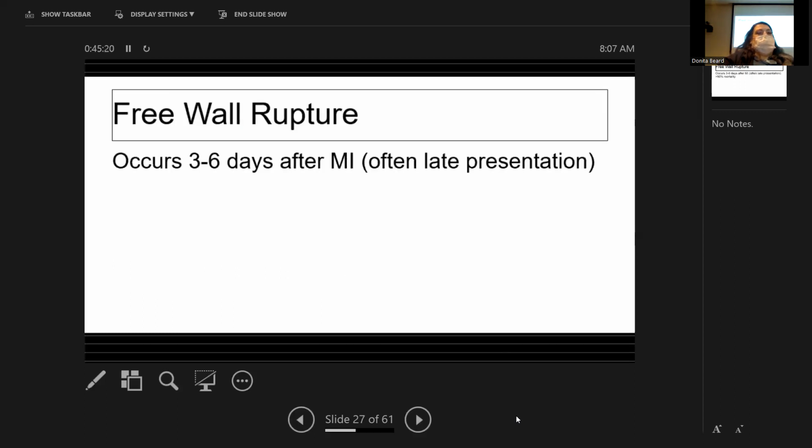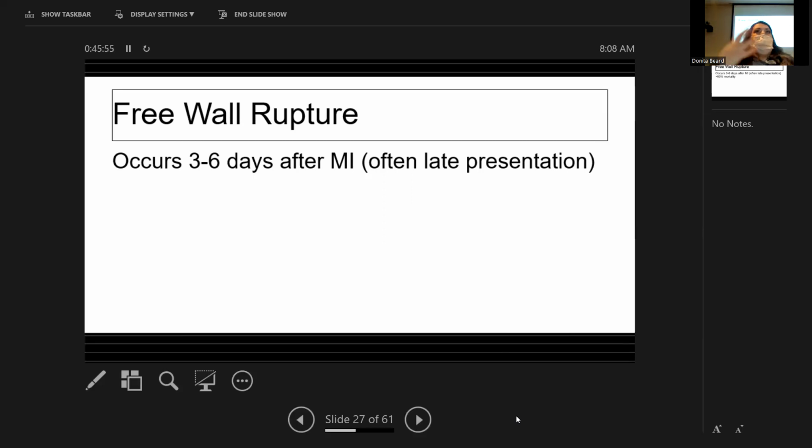Free wall rupture is a disastrous complication. So this is what you call a late complication of MI. It occurs about 3 to 6 days after MI, and you'll have a patient that's kind of doing okay, and then boom, they just code. And it is rarely survivable because it's very hard to pick up that that's what happened. But basically, where the muscle is infarcted and the muscle around it is contracting, it can just create a rupture or a tear in the heart.